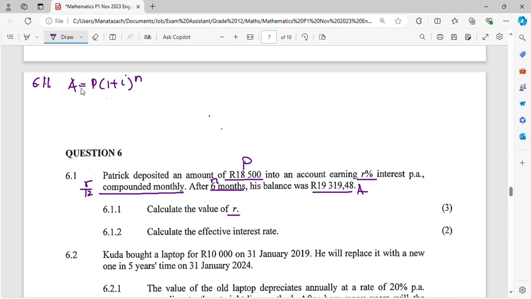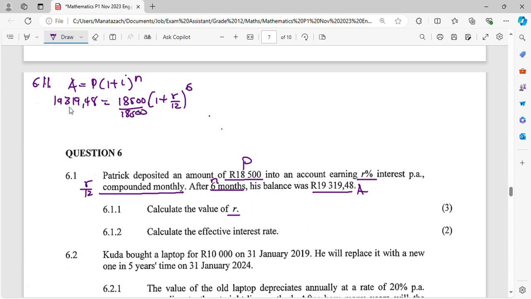So let's plug in all the values that we've been given. Our A is 19,319.48. Our P is 18,500. Open bracket, 1 plus our i, in this case it's R divided by 12 since it's compounded monthly, and then we have N, which is 6 months or 6 payments. Now let's just do the mathematics from here.